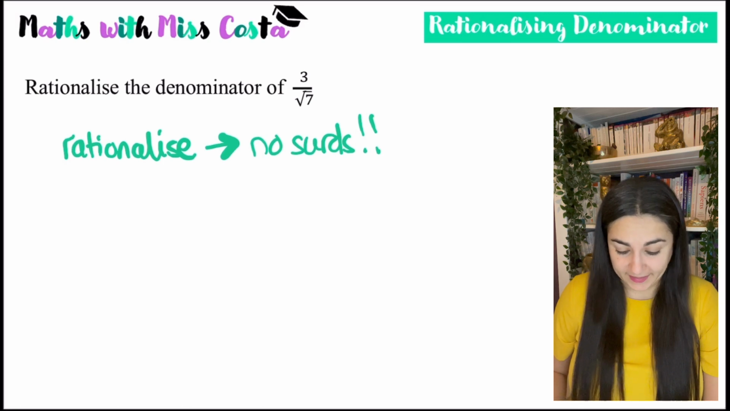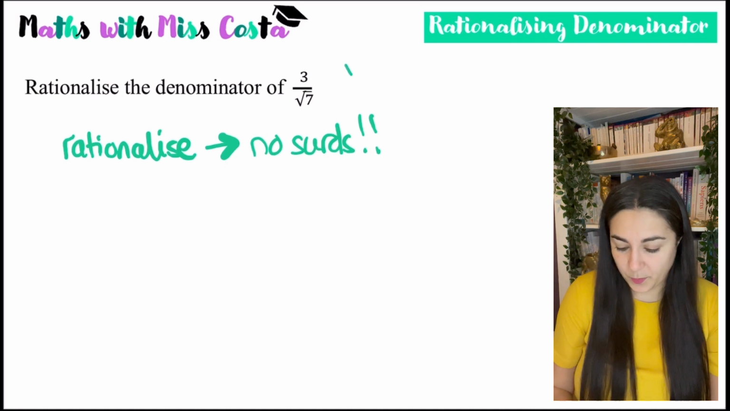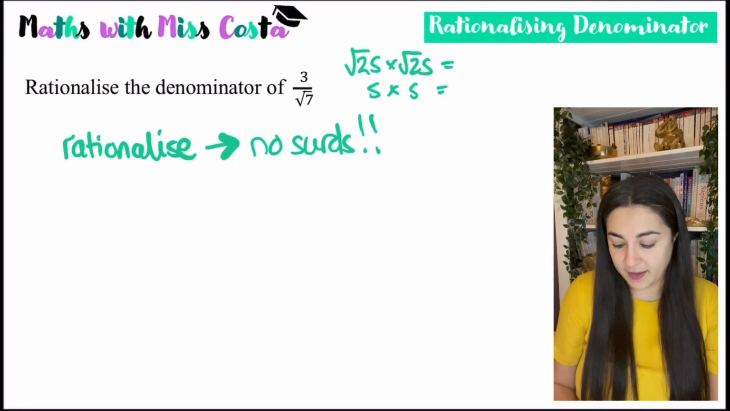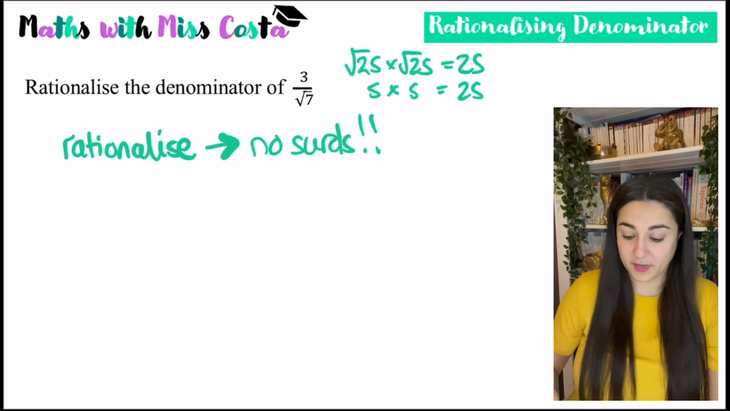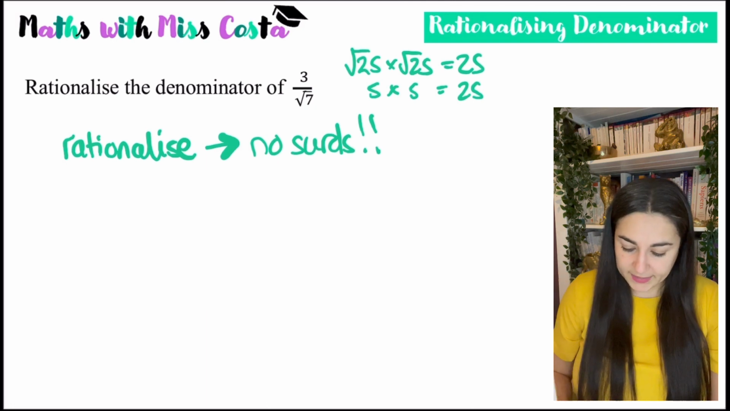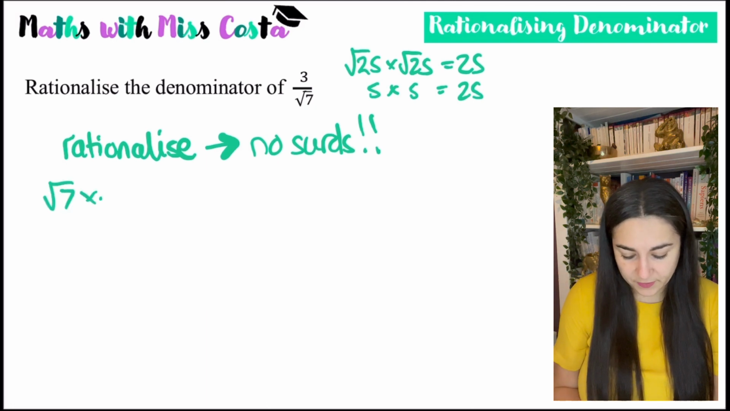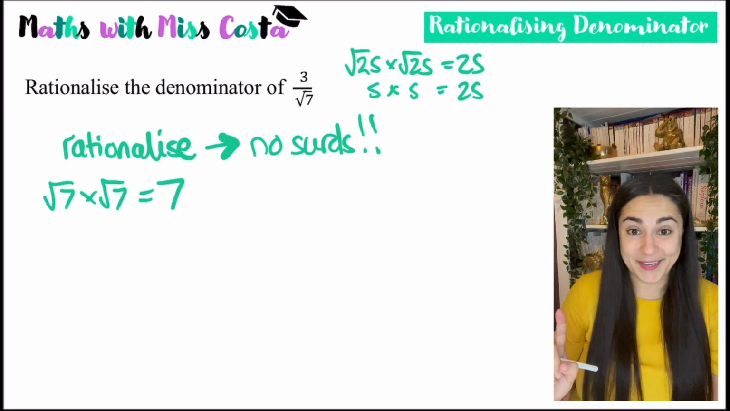So to rationalise something, what I can do, because I know that a surd multiplied by itself gives me a whole number. Like with the square root of 25 times the square root of 25, well, 5 times 5 is 25. So similarly, the square root of 25, which is 5, times the square root of 25, which is 5, is going to be 25. So anytime you multiply a surd by itself, it becomes its unsurded self. So if I did the square root of 7 times the square root of 7, that would give me 7. Okay, so that's a really key point.